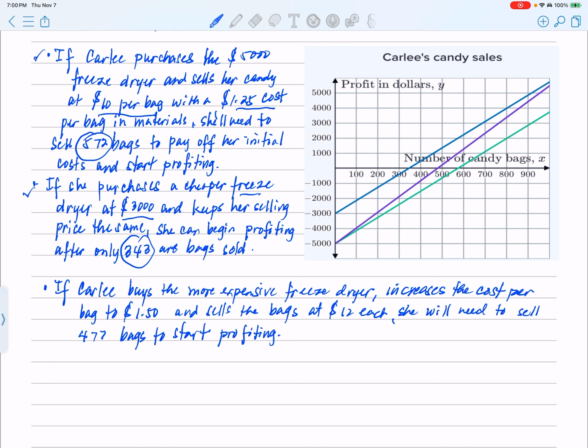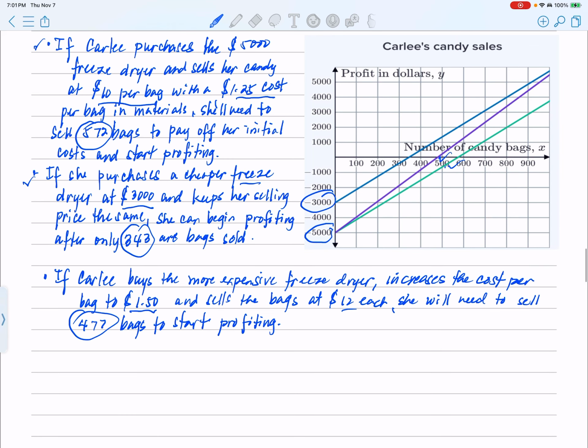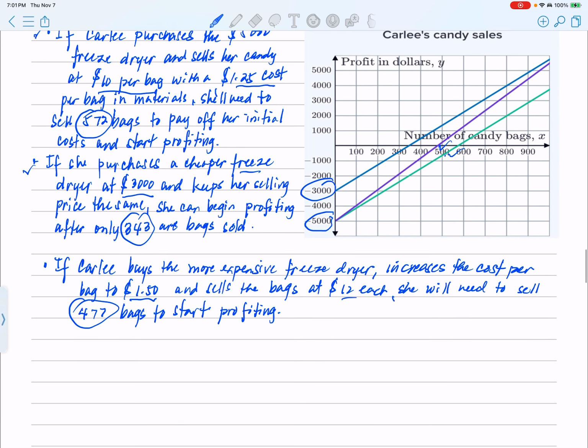Okay. So this is the graph how it shows. Starting from 5,000, if you look at the green and the purple line right here, and starting with 3,000. Which one? The 3,000 is the blue one. In summary, what do you expect to make between 300 to 600 bags of candy before she makes a profit?